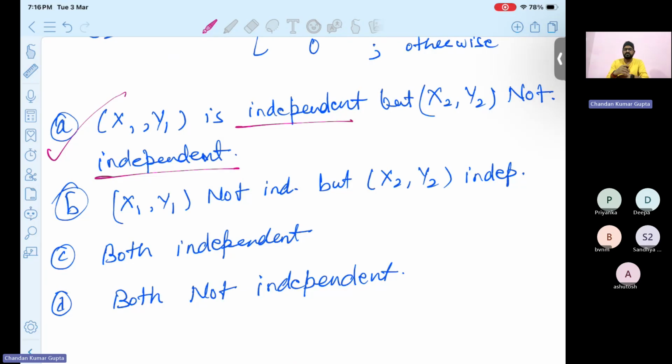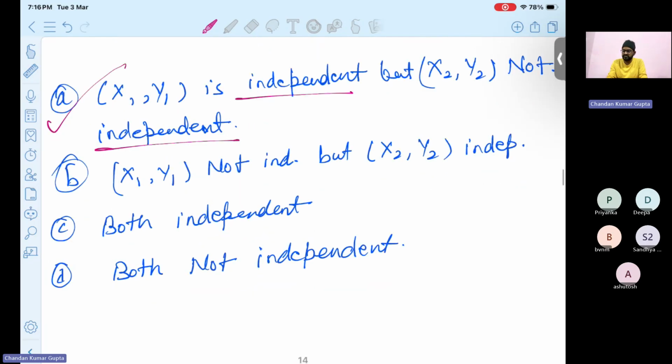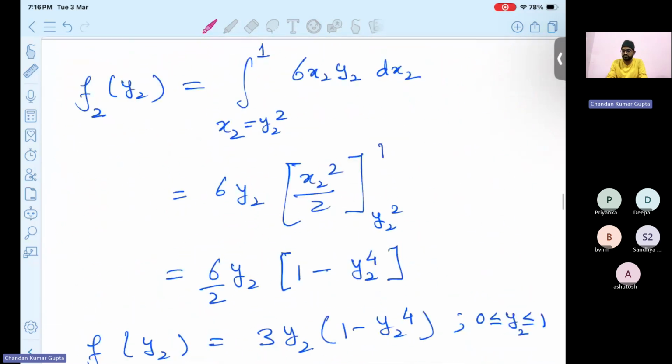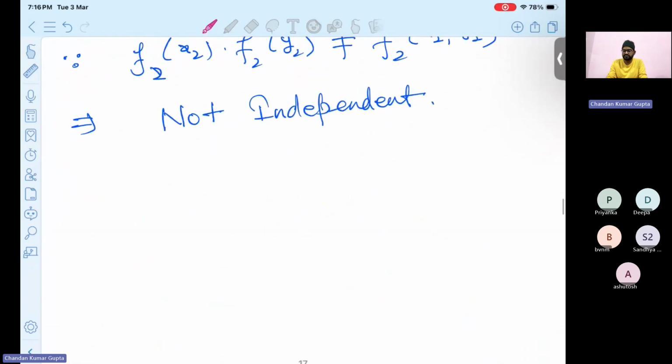Okay. So is it okay up to this point? Anyone have any doubt? Any query? How we have solved this question? Anyone? No. Okay, then we will solve the next question.